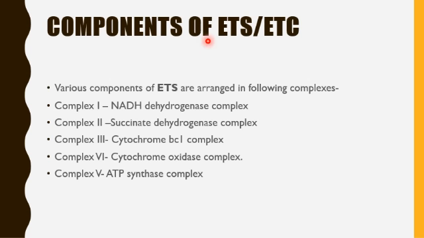Components of the electron transport system. Various components of ETS are arranged in the following complexes. So there are 5 complexes. Number 1 is the NADH dehydrogenase complex. Complex 2 is the succinate dehydrogenase complex. Complex 3 is the cytochrome bc1 complex. Complex 4 is the cytochrome oxidase complex, and the 5th is the ATP synthetase complex.